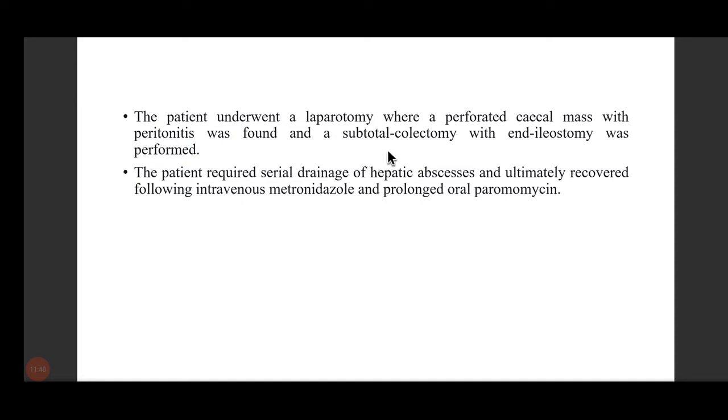Okay, the patient underwent a laparotomy where a perforated cecal mass with peritonitis was found, and a subtotal colectomy with an ileostomy was performed. The patient required serial drainage of hepatic abscesses. Ultimately, the patient was given intravenous metronidazole and prolonged oral paromomycin.